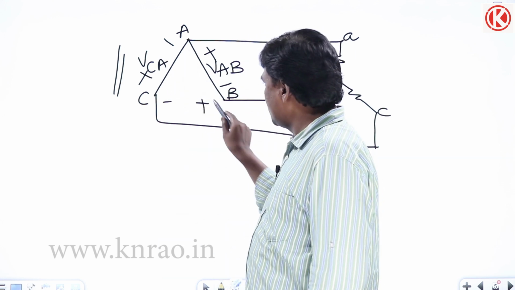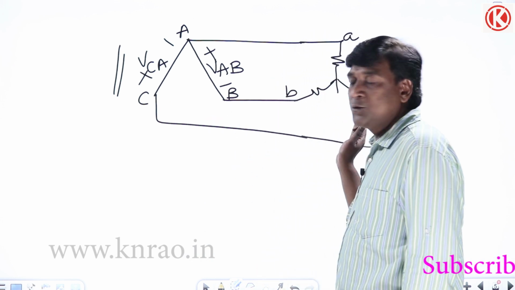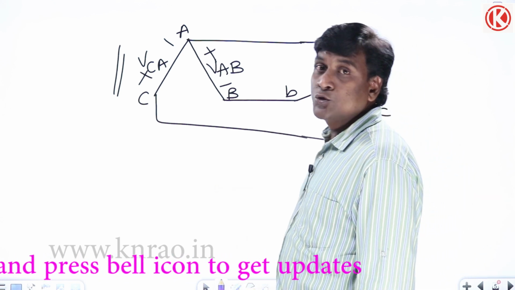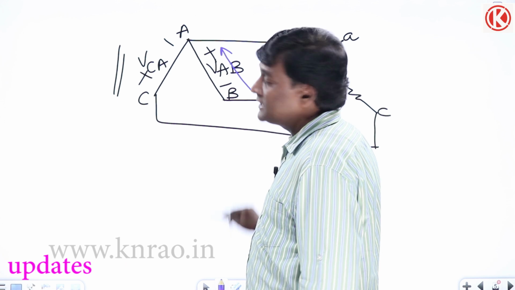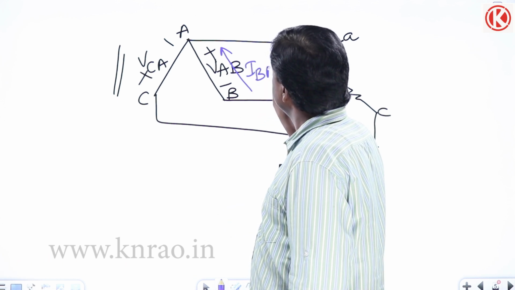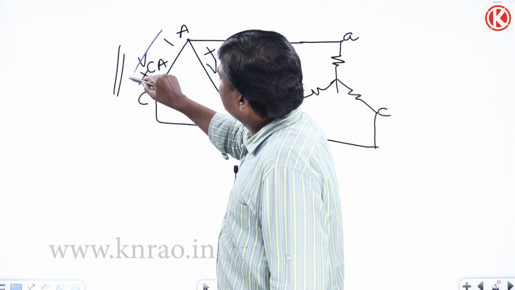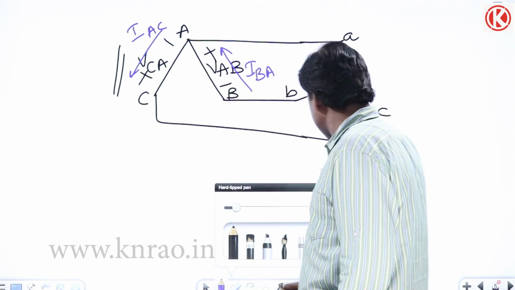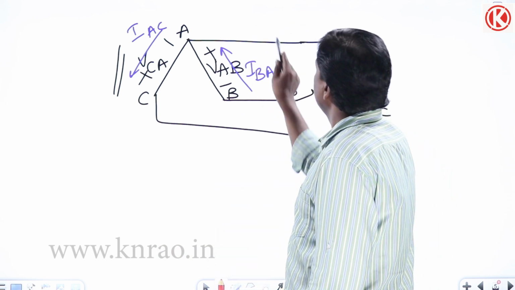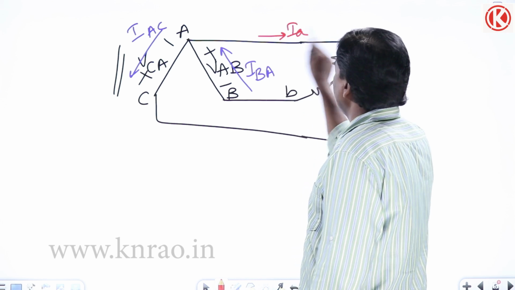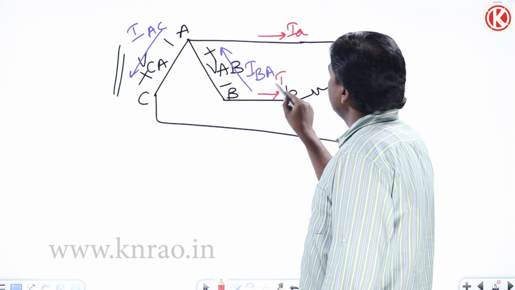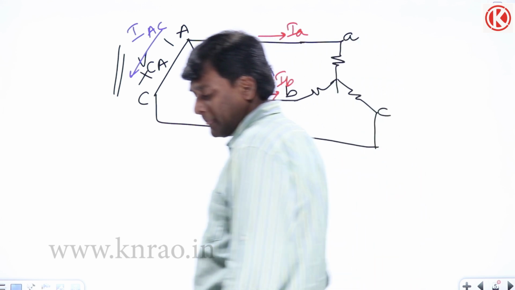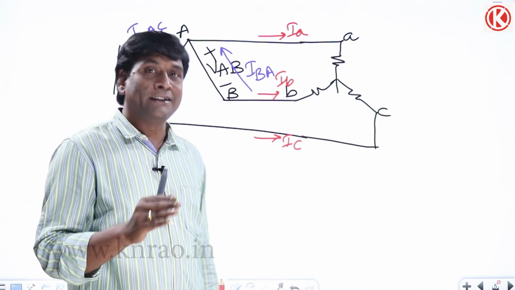Anyway, here current will not flow, so this particular winding will not participate in any kind of currents. The source current is going in this direction, minus to plus, so this is going to be I_BA, B to A, and this is going to be I_AC, A to C. My load currents are, this is IA or IAN, this current is IBN, and this current is ICN.